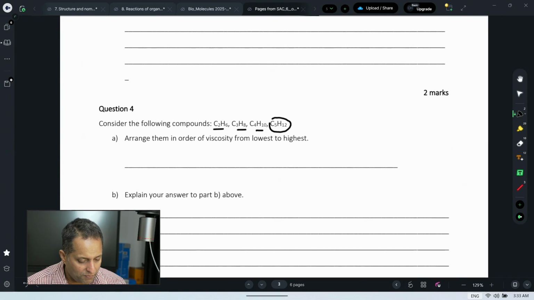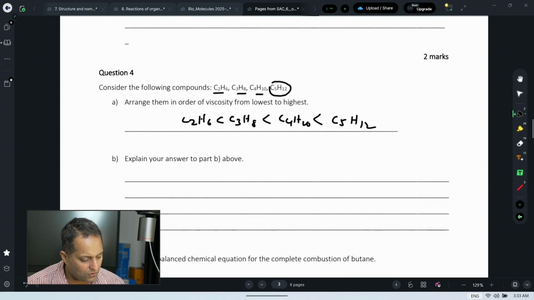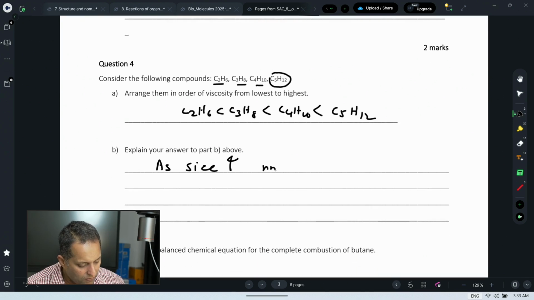Okay, so explain your answer. First, let's arrange them in order. Least viscous, this one. In order of viscosity: C3H8, less than C4H10, very easy question, less than C5H12. That's the order. Explain your answer. You can say as the size of the molecule increases. How many marks is that? 2 marks.